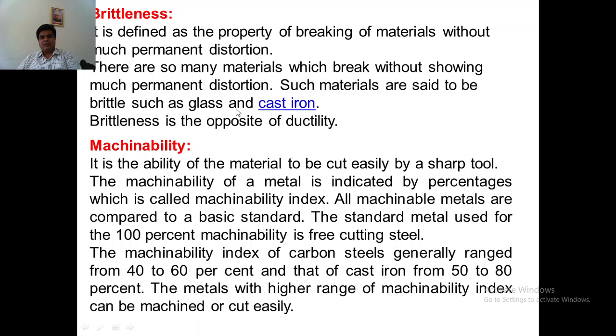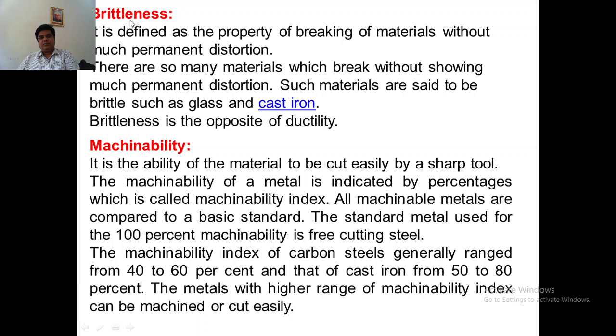For example, a simple example is glass. You take a glass and apply a sudden force or load on it. For example, you take a stone and hit the glass, it will fracture easily. That is called brittleness. But if you take a sheet of metal like aluminum or steel sheet, and you hit it with a stone, it will not break into pieces, but it will undergo plastic deformation, what is called a dent. Like that, the opposite of ductility is brittleness.